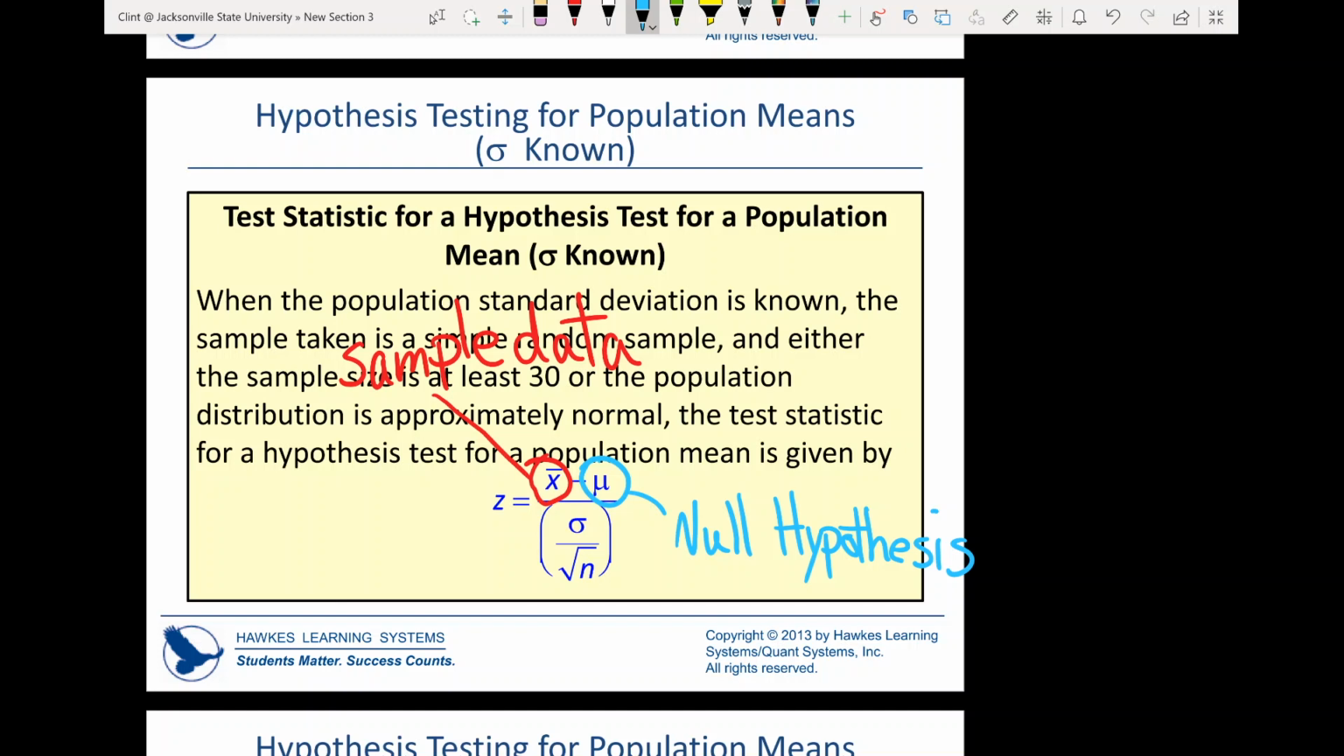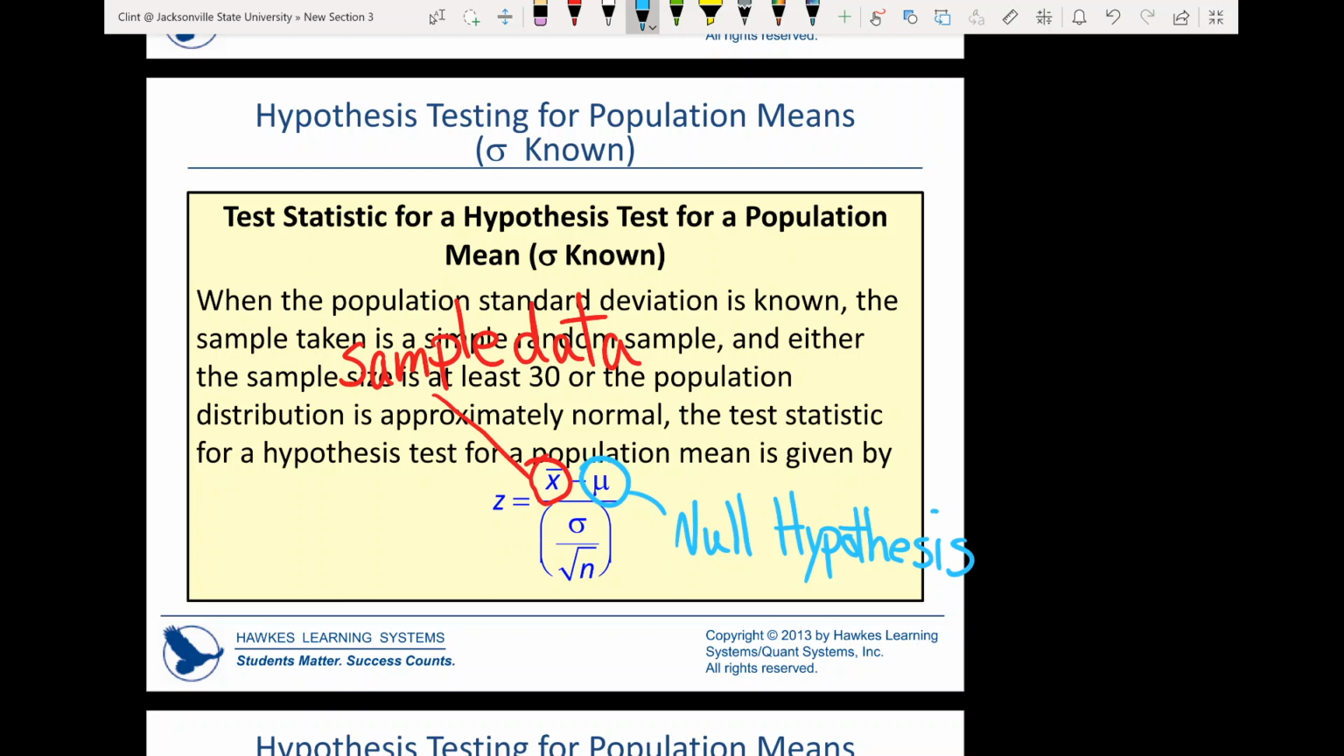We'll come back and use this formula in the next video. I just wanted to talk about it to give you a little bit of help here, and we'll work some examples using it in the next video. The main thing I want to focus on in this video is coming up with this thing called a p-value.